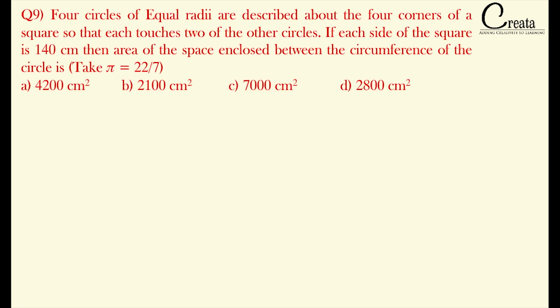The question is, 4 circles of equal radii are described about the 4 corners of a square so that each touches 2 of the other circles. If each side of the square is 140 cm, then the area of the space enclosed between the circumference of the circles is. 4 choices are given.